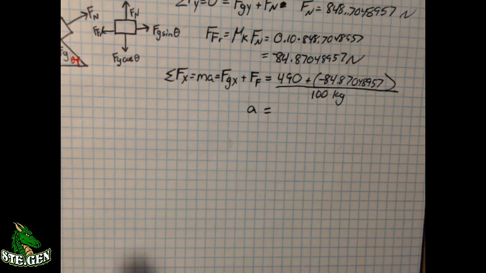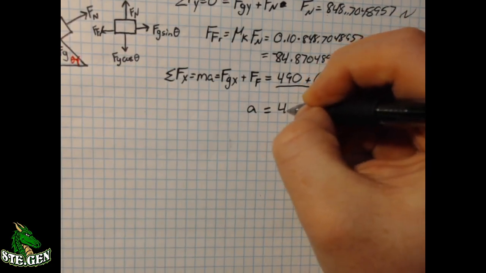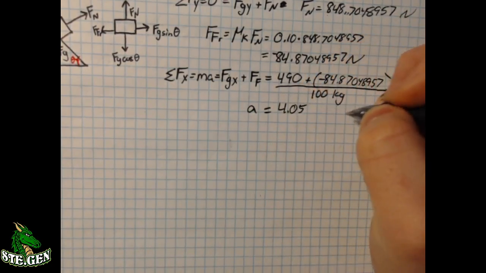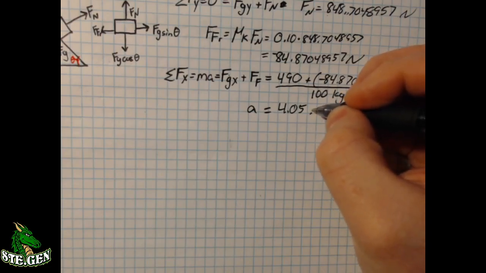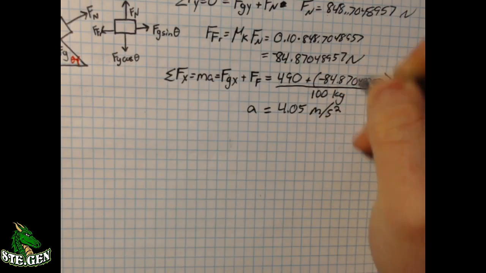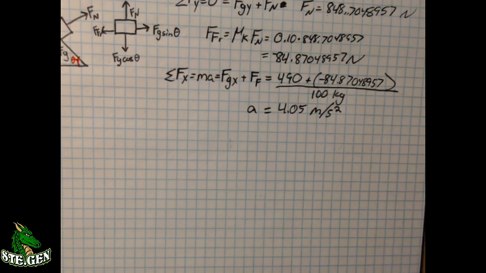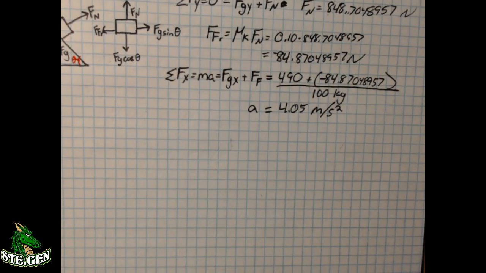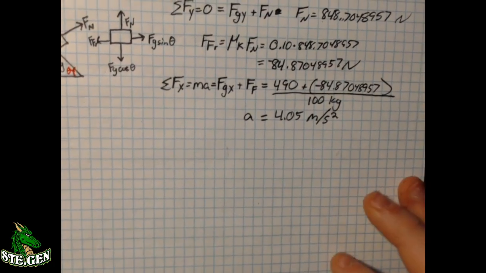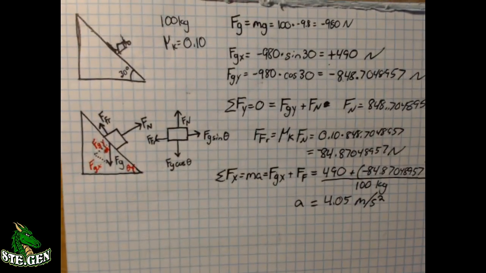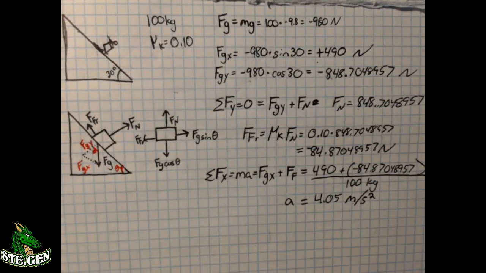So we'll get an acceleration of 490 minus that number divided by 100, which is 4.05 meters per second squared. Now, an acceleration of 4.05 meters per second squared for our skier coming down this hill sounds pretty good.